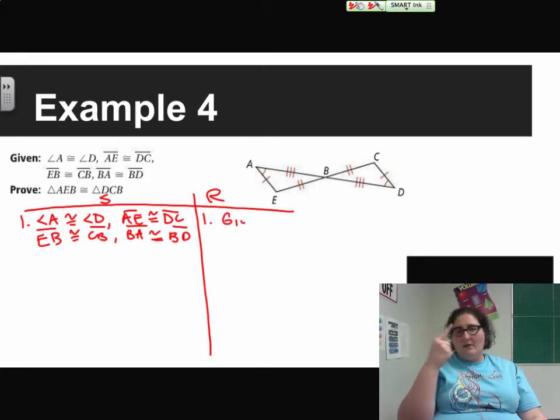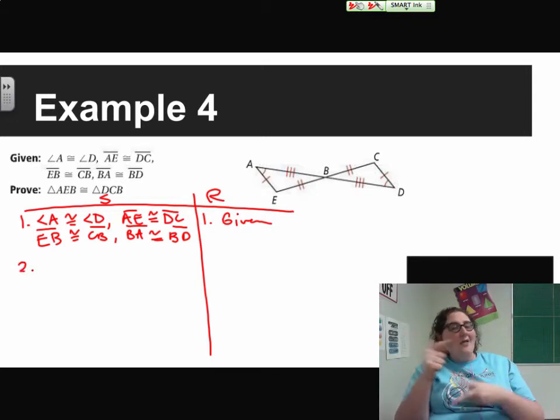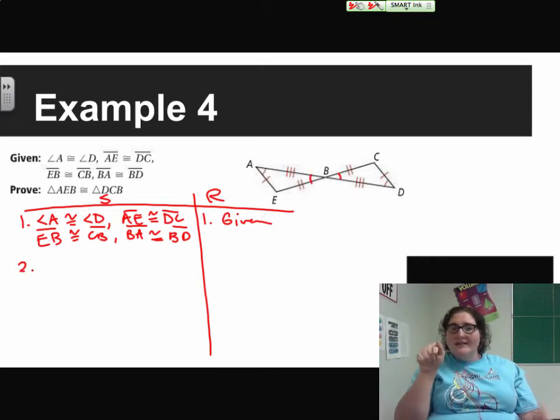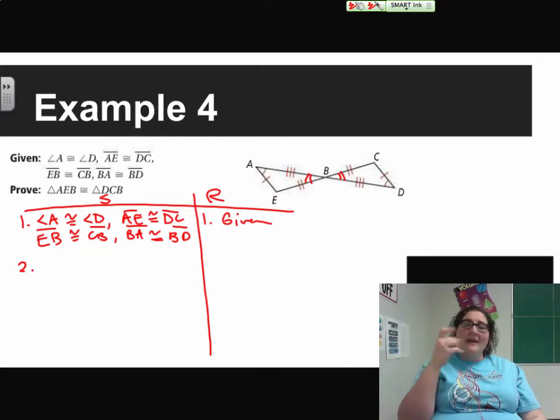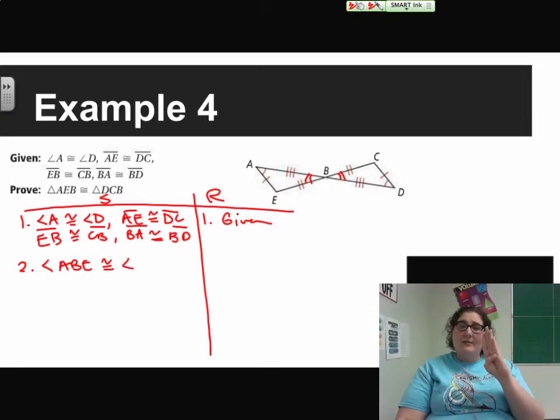That was given. Okay, so I have three sides, but they only give me one angle. But I also know another angle. I know this angle is congruent to this angle because of vertical angles. So I can say angle ABE is congruent to angle CBD because of vertical angles.